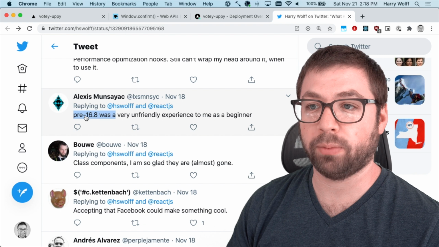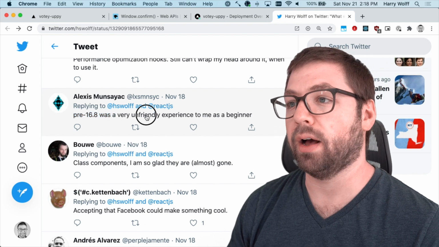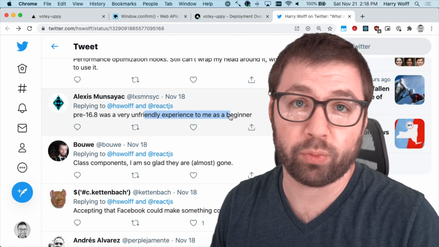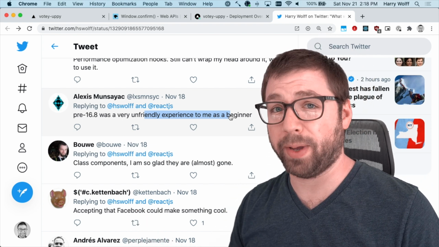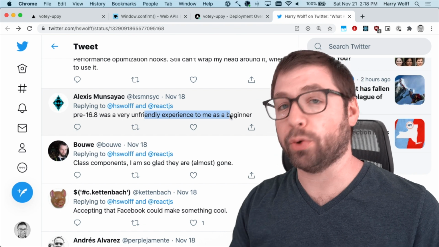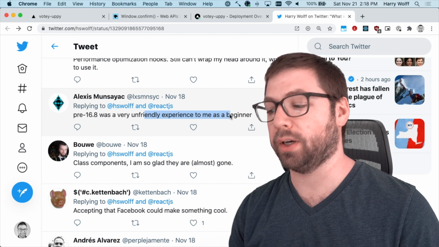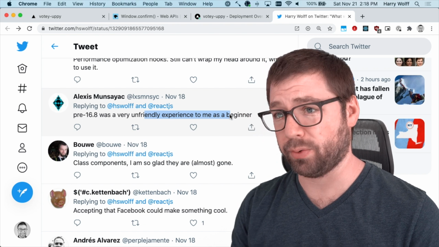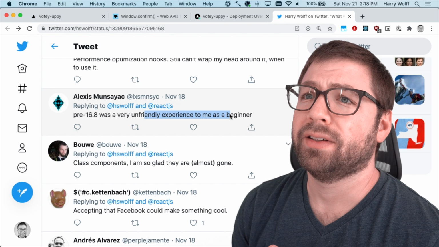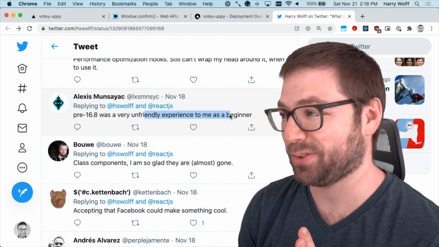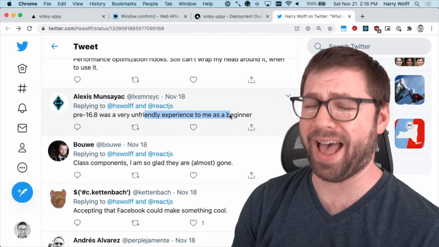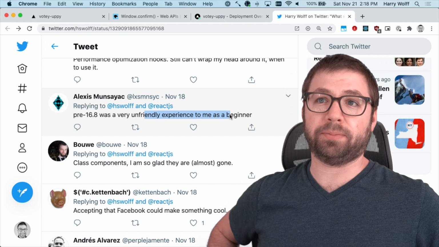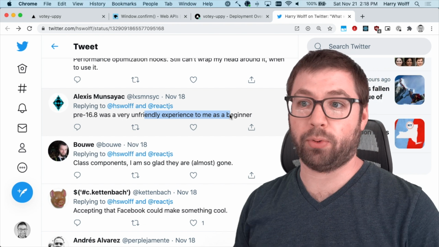Interesting. Before hooks, 16.8 was when hooks came around. Very unfriendly experience to me as a beginner. I know that React is trying to revamp their docs pages, which I'm glad they're doing because that is way past due. When I've looked at the Vue docs pages compared to React's, the comparison is sad, because the Vue docs pages are just outstanding. React's docs page has definitely fallen into some need of maintenance, so I'm glad they're putting effort towards that.